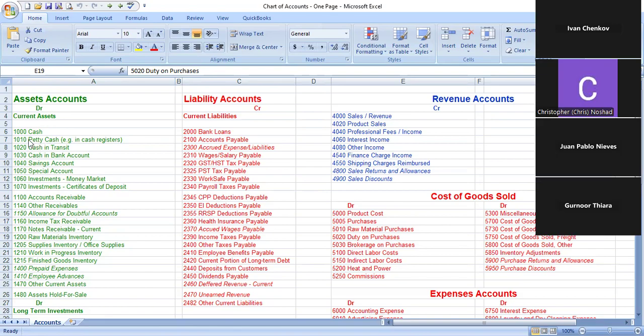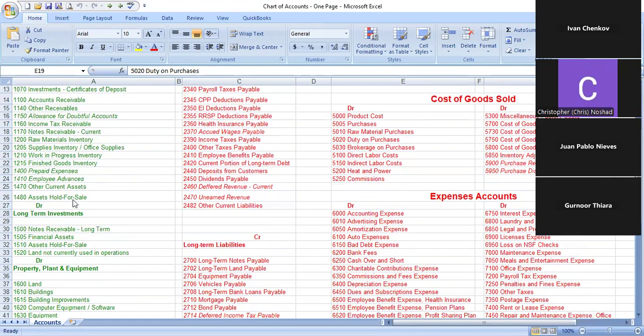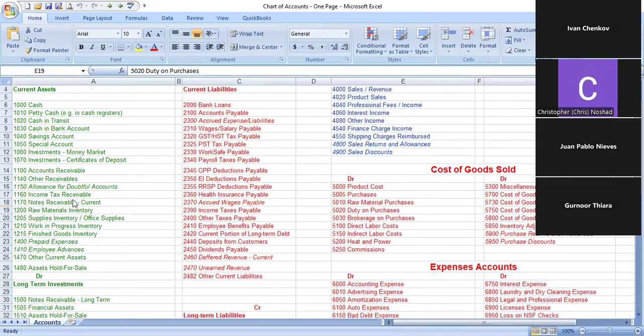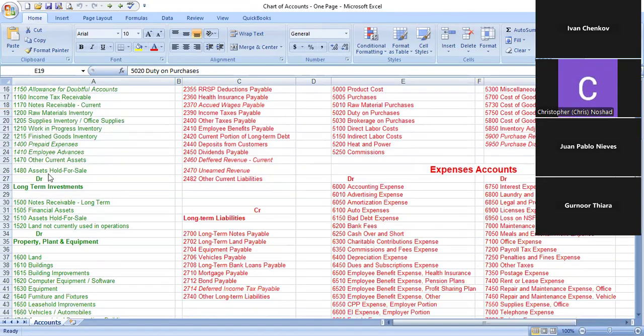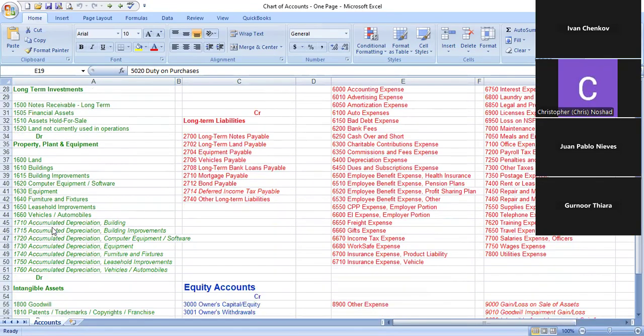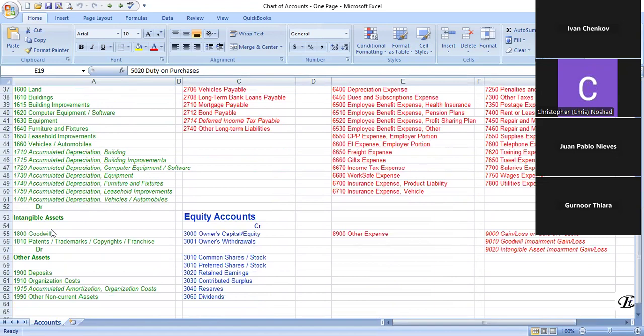So number one is always going to start the assets. Every time you see an account starting with number one, simply think assets. Now, what kind of assets are we going to have? We're going to have different assets, but we're going to see that a little bit later. We're going to have current assets, long-term assets, property, plant, and equipment, and the intangible assets.